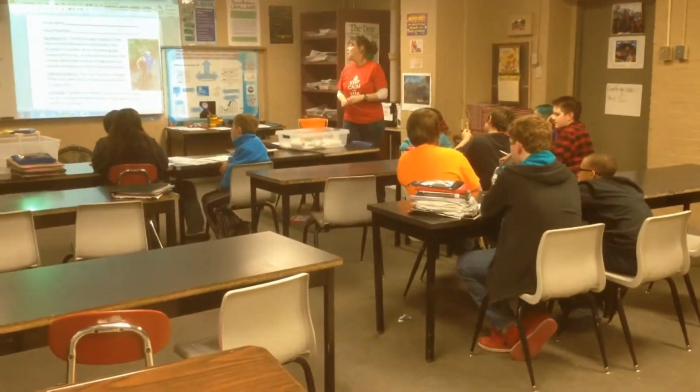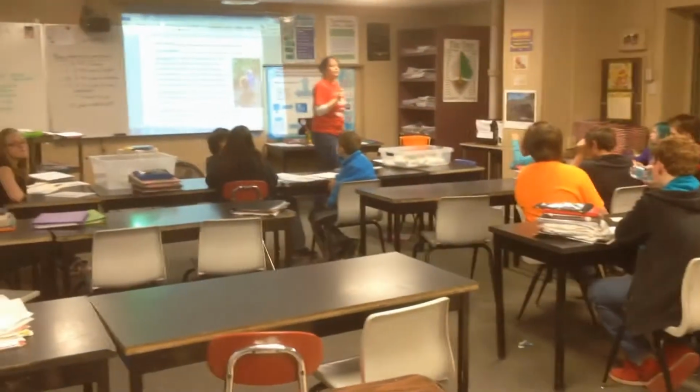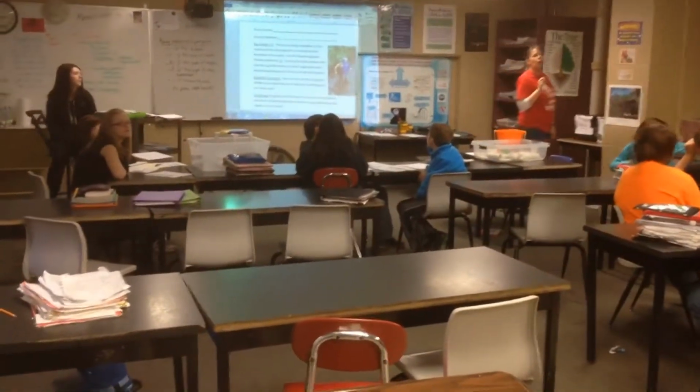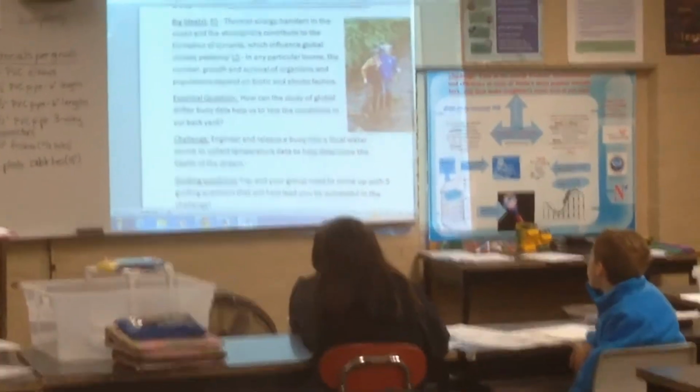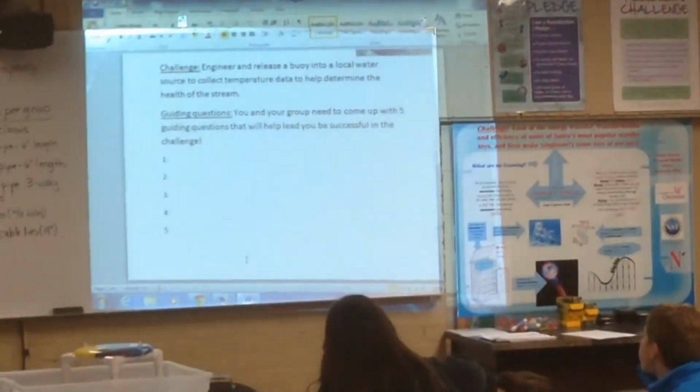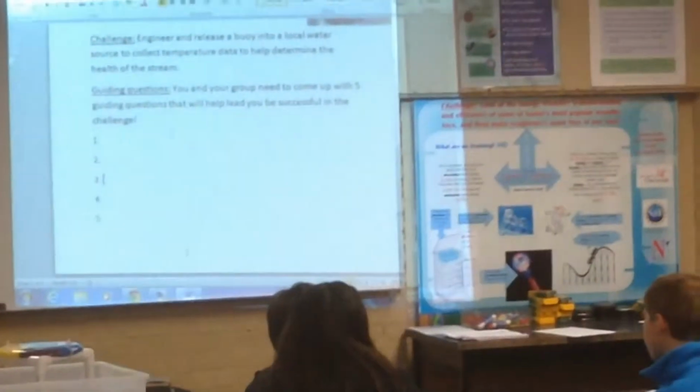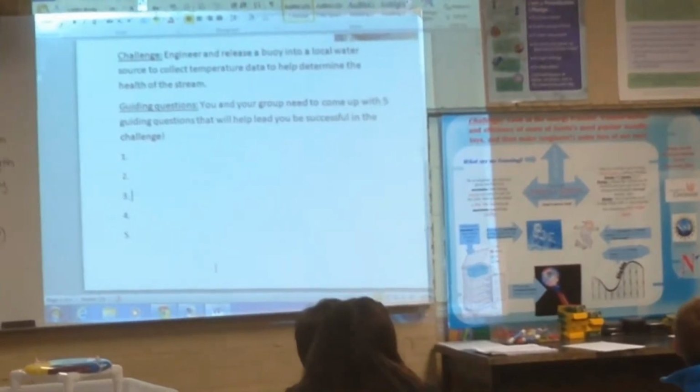Your group is coming up with 5 guiding questions. What do you as a group need to understand or know to help you build a good buoy that will take this temperature data from Mill Creek? What things will make it easier for you before you can successfully build a buoy?